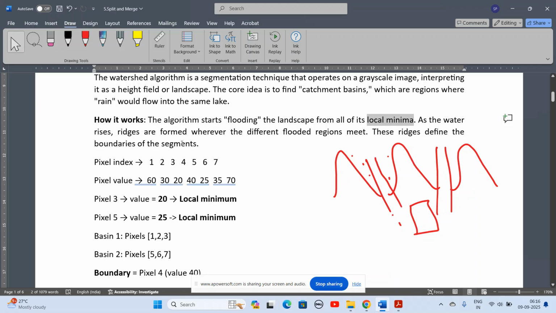As the water rises, ridges are formed. When the level of the rain is increased, the level of the water will also increase. So where the different flooded regions meet, this is the different flooded region, and these ridges define the boundaries of the segments. If you don't want to merge them into a single one, we'll build a dam to divide them. So that is known as the boundaries of segments.